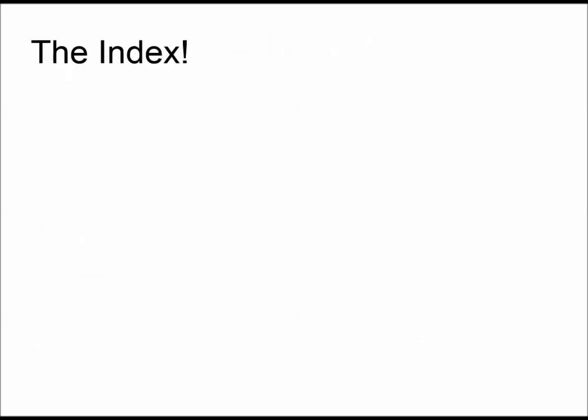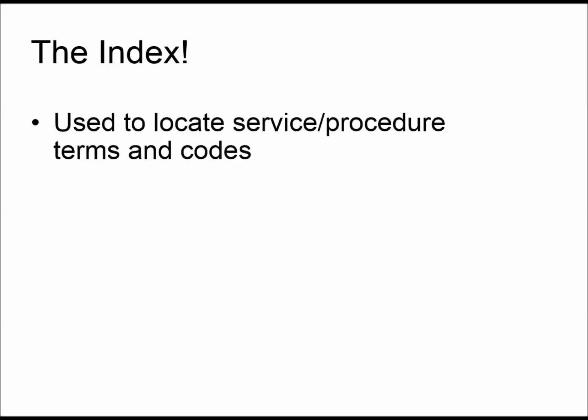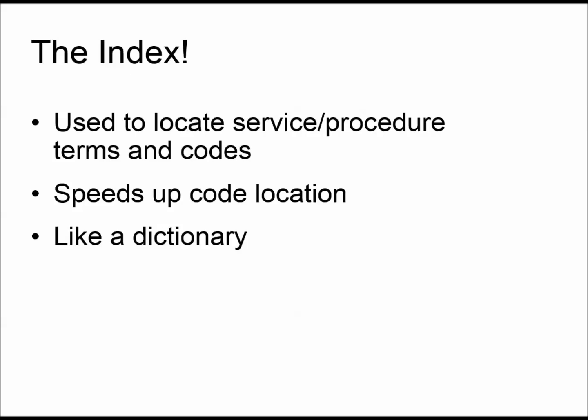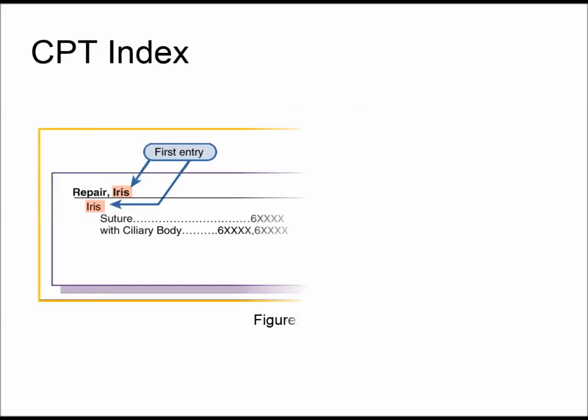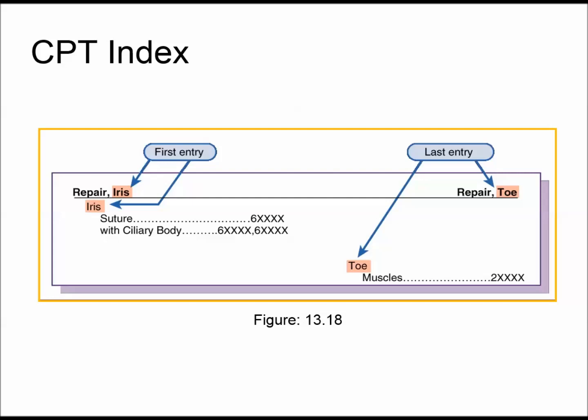As I said before, the CPT index is located in the back of the CPT manual. It is arranged alphabetically. It has headings located at the top right and left corners, and it's very similar to a dictionary. So it's going to speed up code location. You have your first entries and your last entries on those pages. Now, as you can see, this is showing you a page. On the left, the first entry is repair of the iris, and the last entry was repair of the toe.